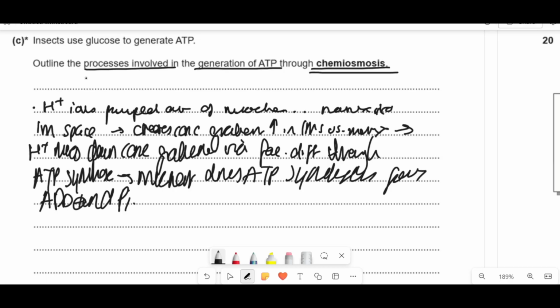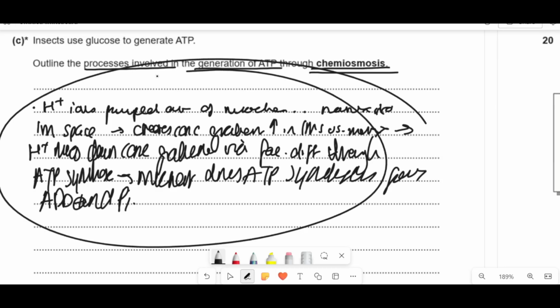Other bits and bobs you could talk about is mentioning the proton motive force, and obviously going into a bit more detail as well, talking about stalked particles and cristae, but this is the main chunk of it, to be honest.